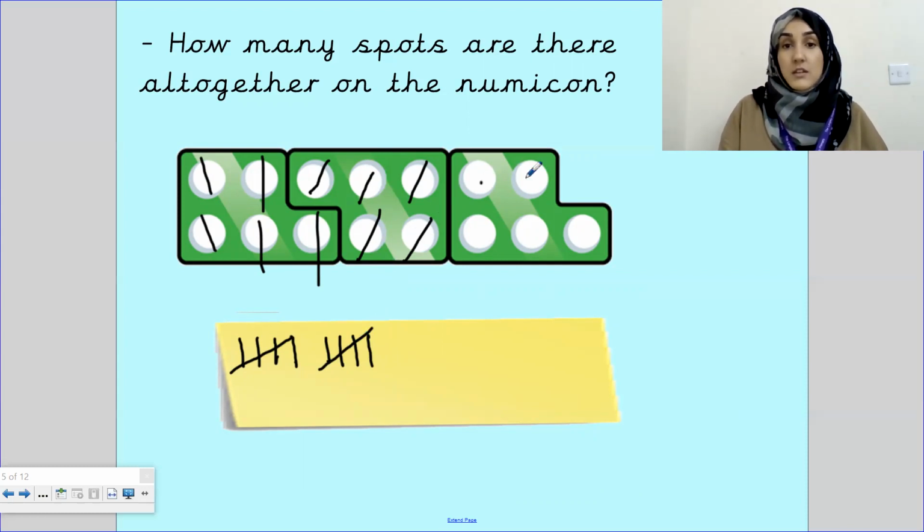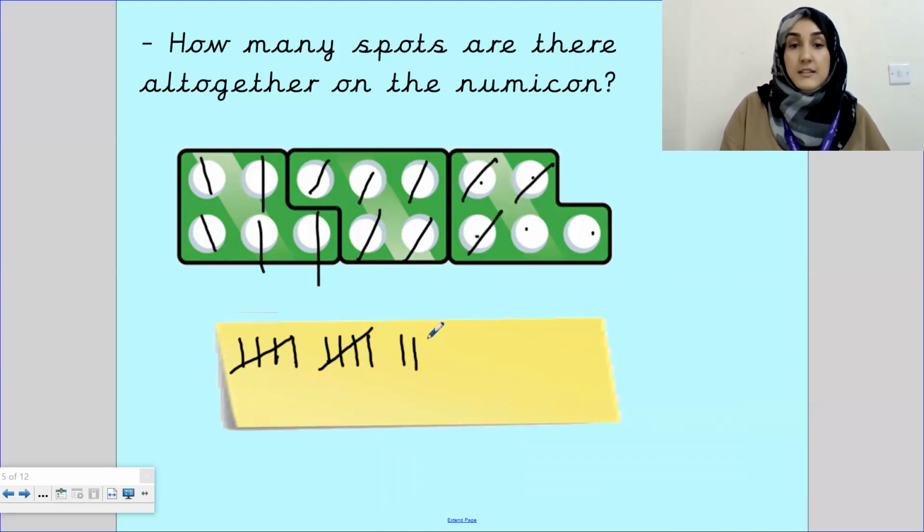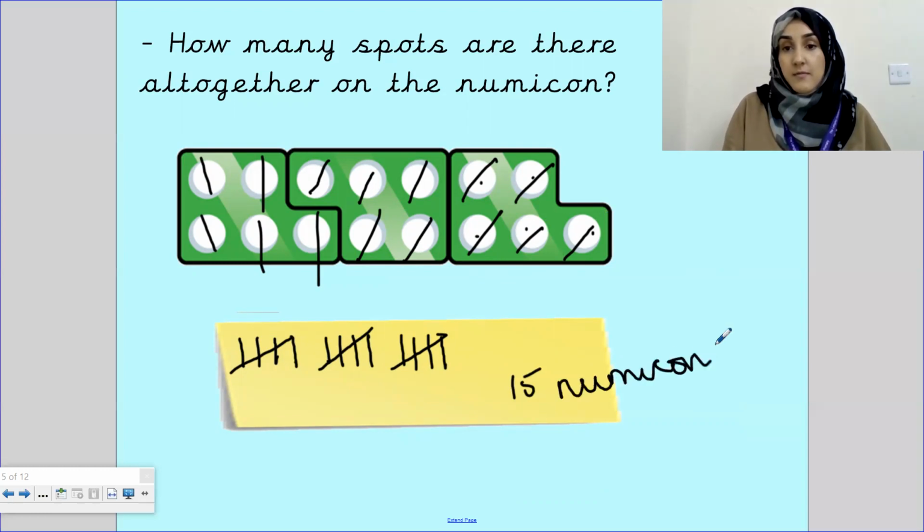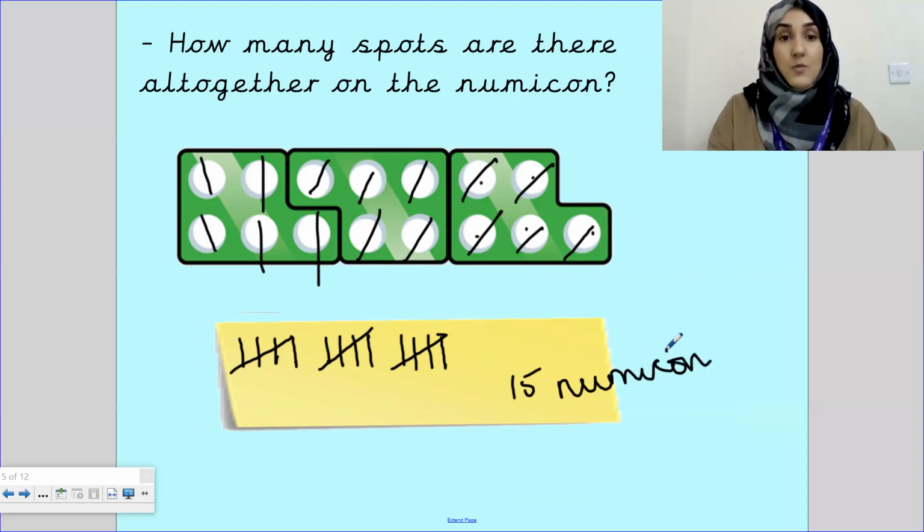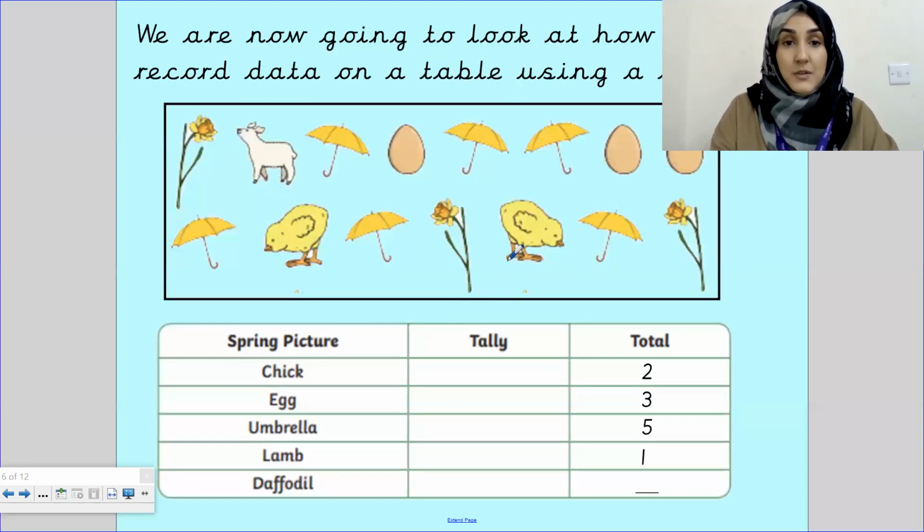Now, I've got 1, 2, 3, 4, 5 left. So, let's go. That's 11. That's 12. That's 13. That's 14. And 15. I have 15 Numicon all together. 15 Numicon. Well done.